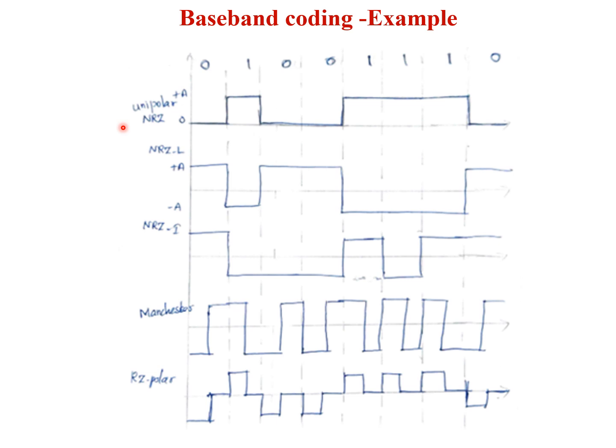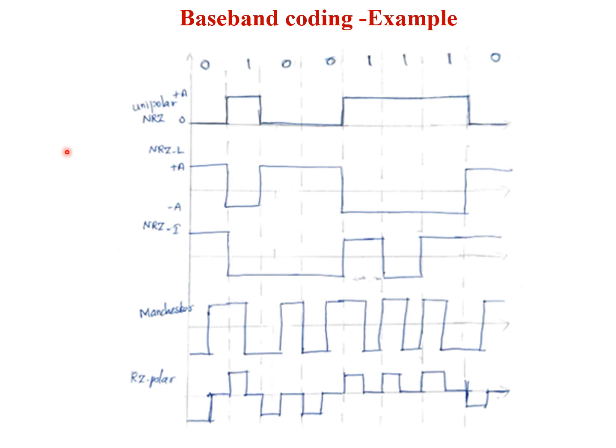Uni means what? A single polarity. So binary 1 is represented by a pulse and 0 by no pulse, or absence of pulse. Again 0, no pulse; again 0, no pulse; then 1 is represented by a pulse, 1 is represented by a pulse, and 1 is represented by a pulse, and 0 there is no pulse.